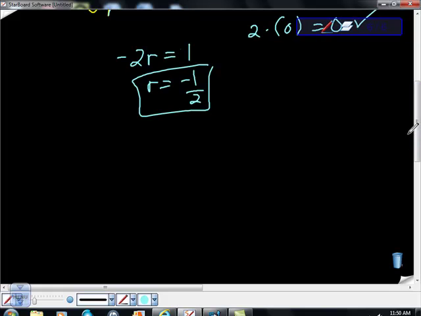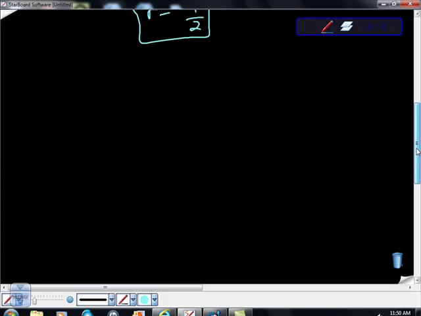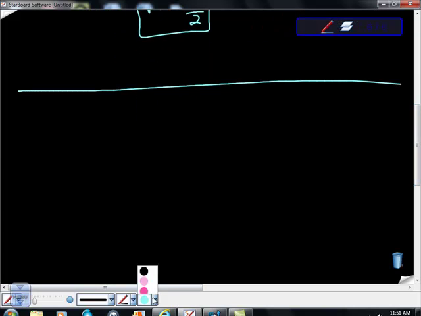Let me do the other one. Not too bad, I don't think. So the second example problem looked like this, and we had negative 2 log base 5 of 7x is equal to 2.